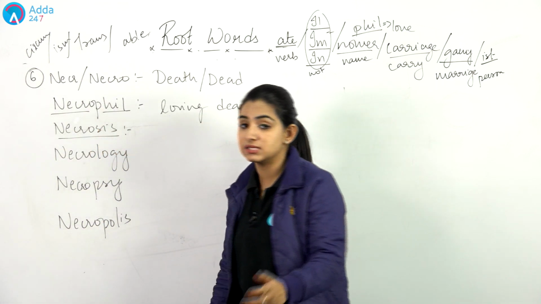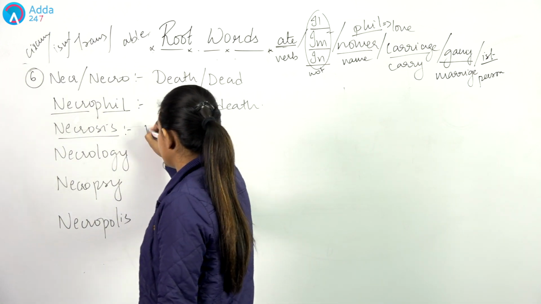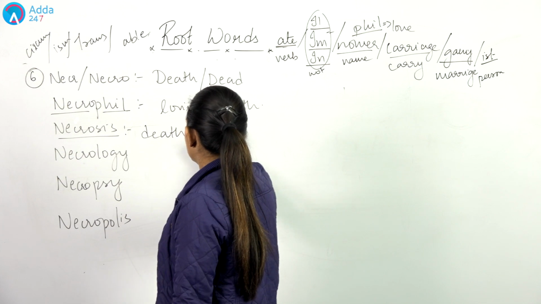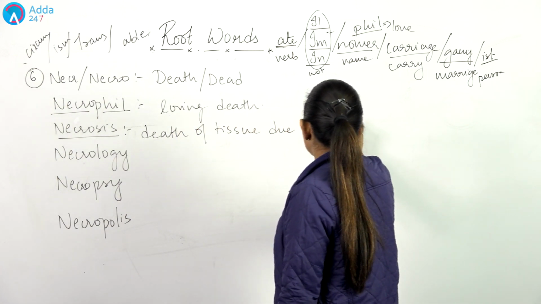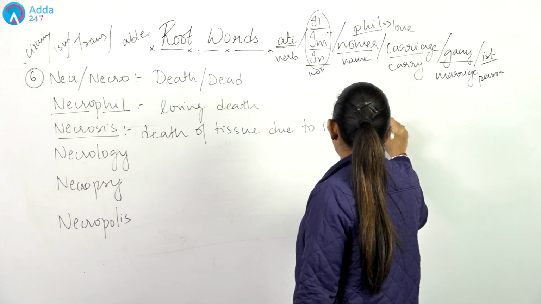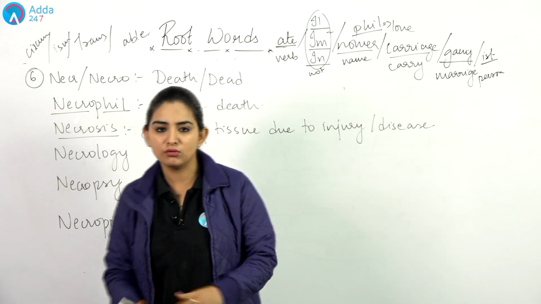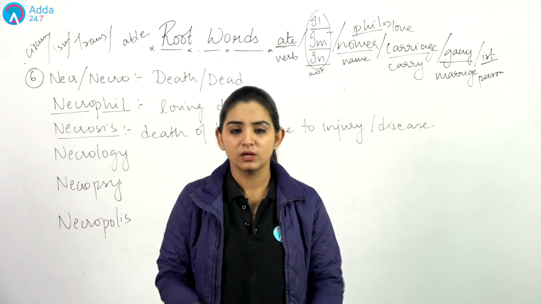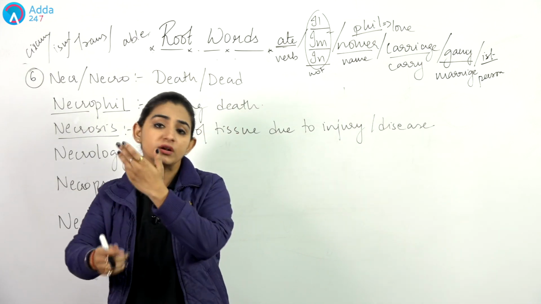Then we have necrosis. Necrosis is actually a disease. It's actually a difficulty that you get. So necrosis, what does this mean? Death of tissues due to injury or disease. When you go to the gym, you pull up a lot of weight, right? You put up a lot of weight, and that is where you break your tissues.